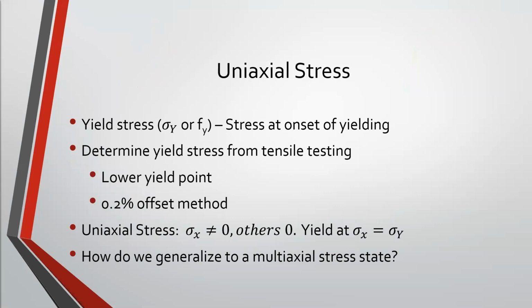In the uniaxial stress state, it was fairly simple. We only had one non-zero normal stress. Our two transverse stresses were zero. We had one longitudinal stress. And so we said, well, when that stress value equals our yield stress, sigma capital Y, we must yield. It was pretty straightforward. And we determined this value of sigma Y either from the lower yield point on our curve or from the 0.2% offset method.